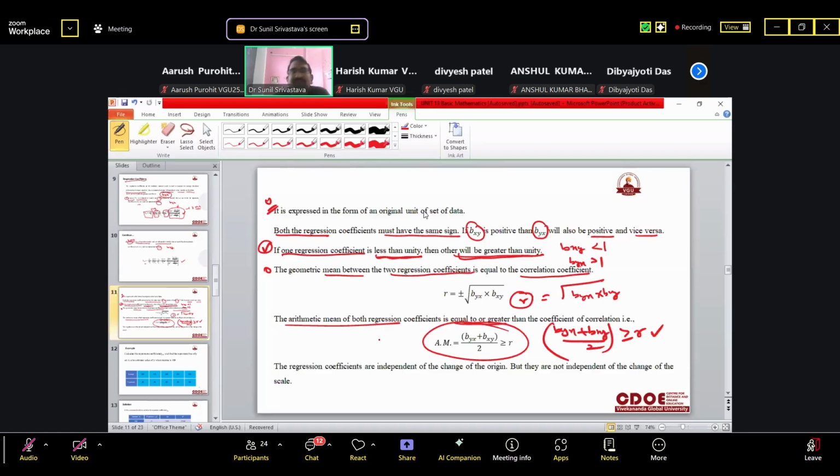The regression coefficients are independent of the change of origin, but not independent of the change of scale. So these are some key points we have to remember to enhance our knowledge.